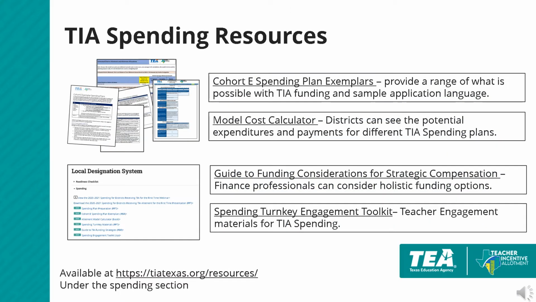As you consider the spending options, we do want to take an opportunity to highlight some of the spending resources available on the TIA website. These include, first, the Cohort E Spending Plan Exemplars document, which provides a range of what is possible with TIA funding and sample application language. Next, a model cost calculator, which allows districts to see potential expenditures and payments for different TIA spending plans. Third, a guide to funding considerations for strategic compensation, which is geared towards finance professionals and provides an opportunity to consider holistically the funding options for strategic compensation.